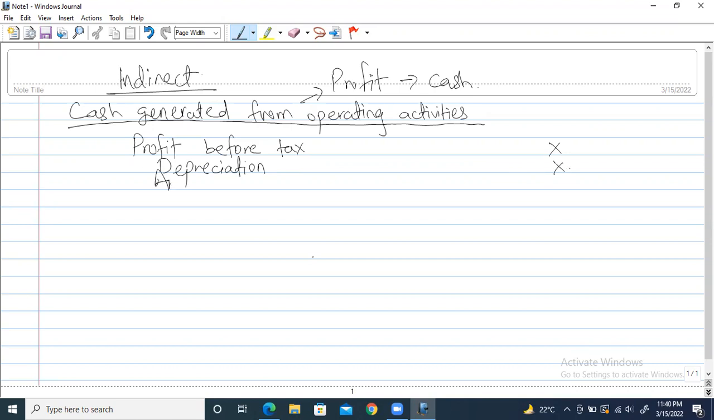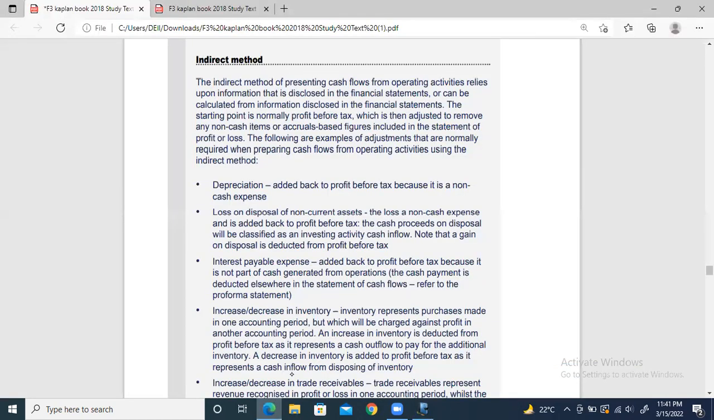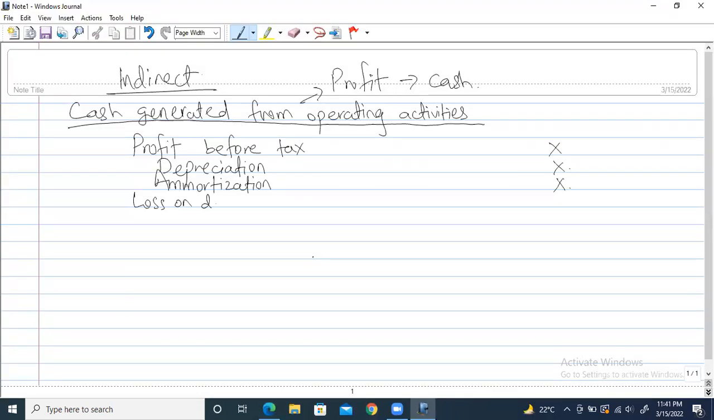After depreciation, there may be some kind of amortization as well, right? Because amortization relates to intangible assets. So we add this as well, right? So two things we have added back. Now, one more thing we add is called loss on disposal of non-current assets. Okay. Now, how do we know whether we have to minus it or add the item, right?